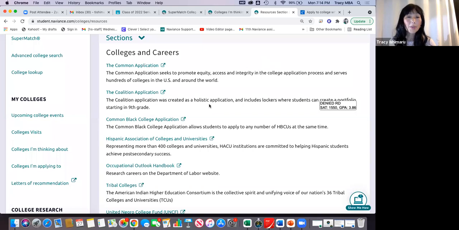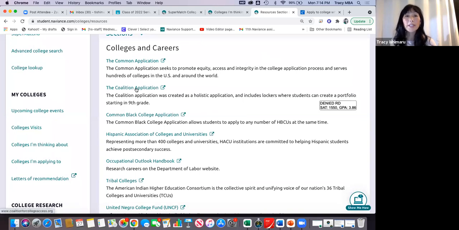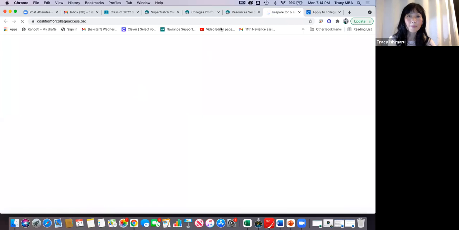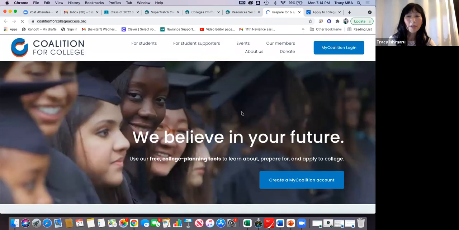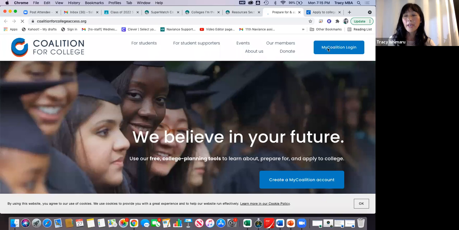Another part of the resource would be the Coalition. The Coalition is another account that some of our students use, not as many as the Common App. Schools like University of Washington use the Coalition, so that would be the application. If you look there, they would go ahead and log in or create their account down here.